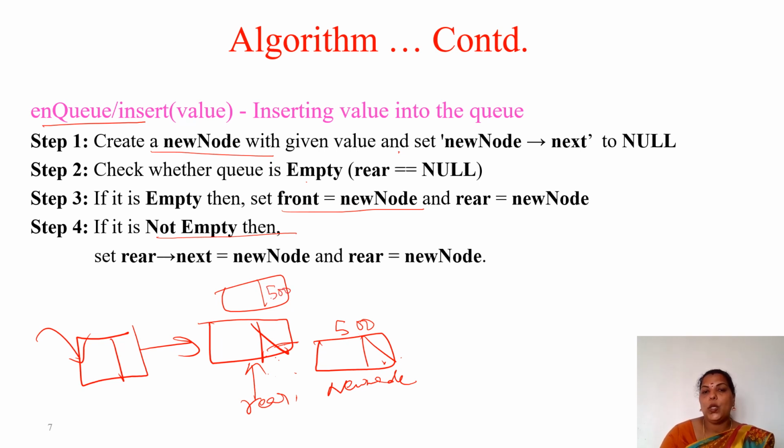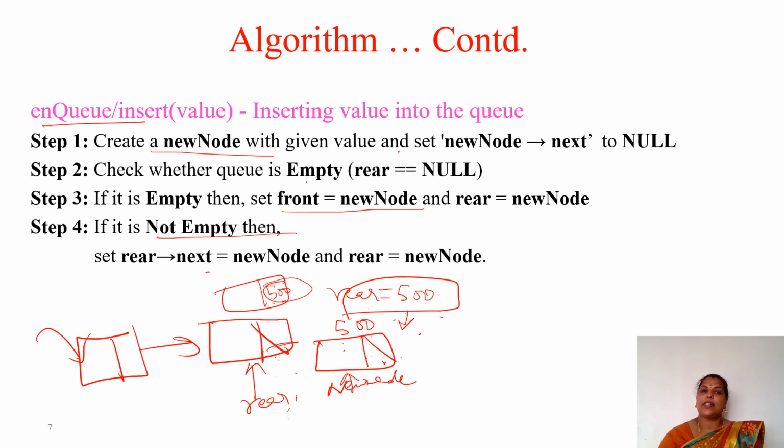And now this rear, whatever the rear pointer we are having, that rear we are making it as a new node. So now this becomes the new node. So rear is also, this also we are making it as 500. So here rear point to next equal to new node. Here we are just writing the address of the new node, and now we are making this rear equal to new node because rear is also a pointer. This must contain the address of the last element.